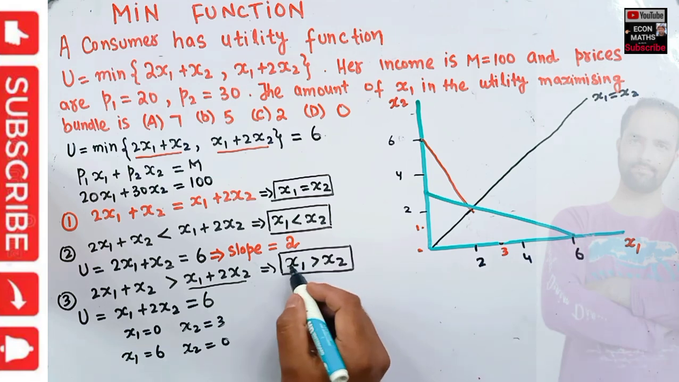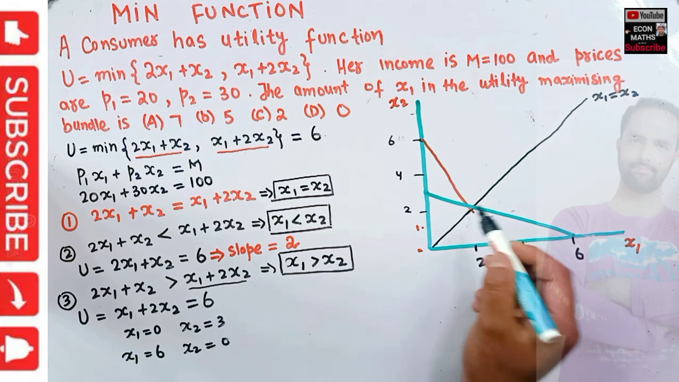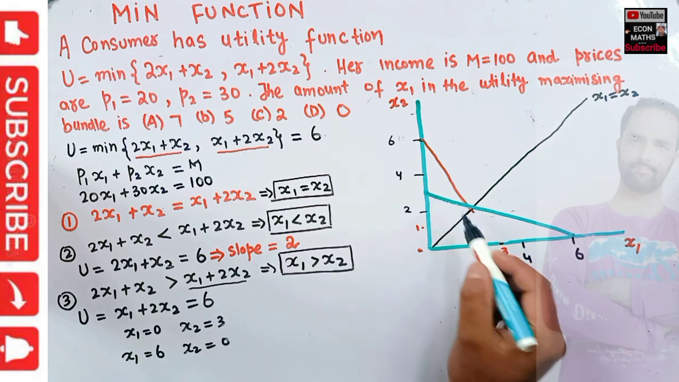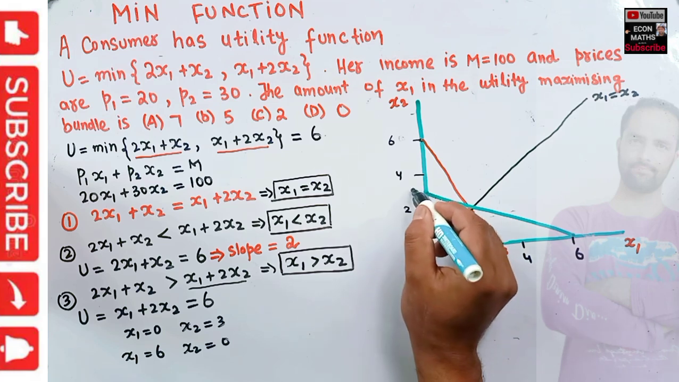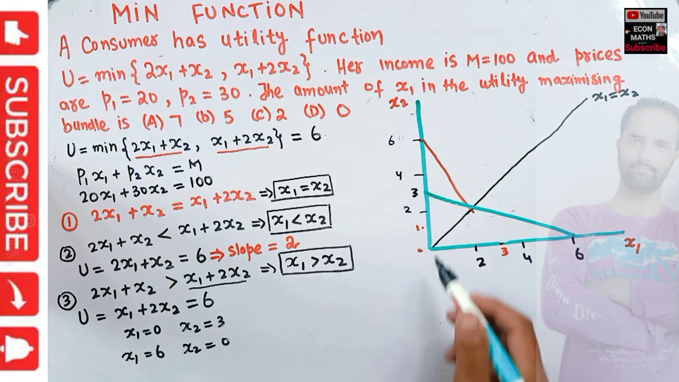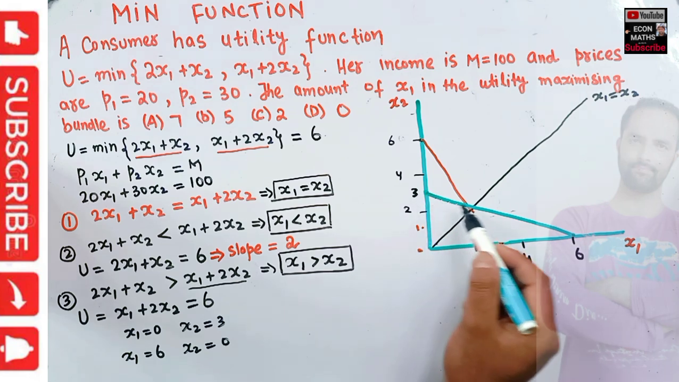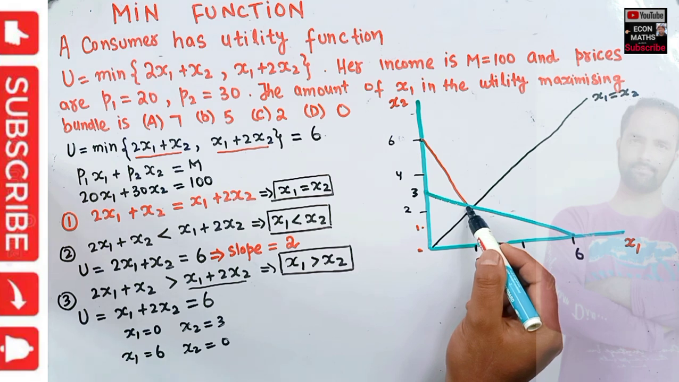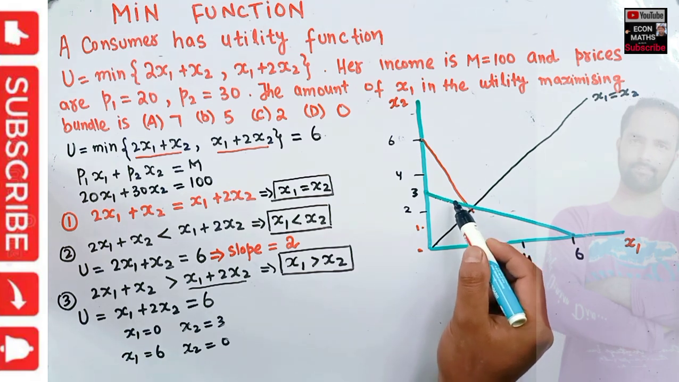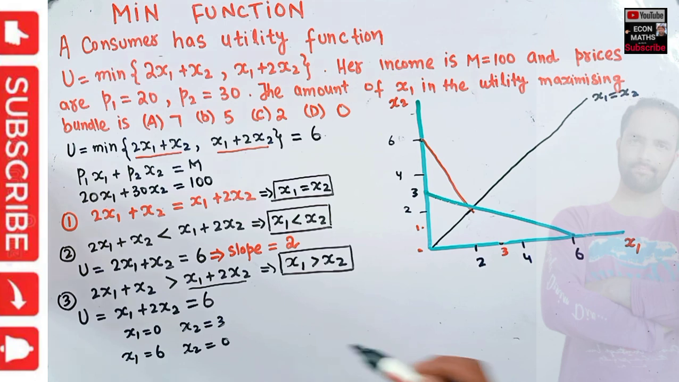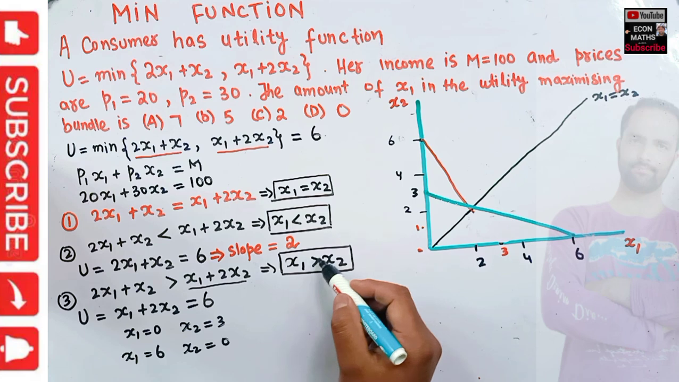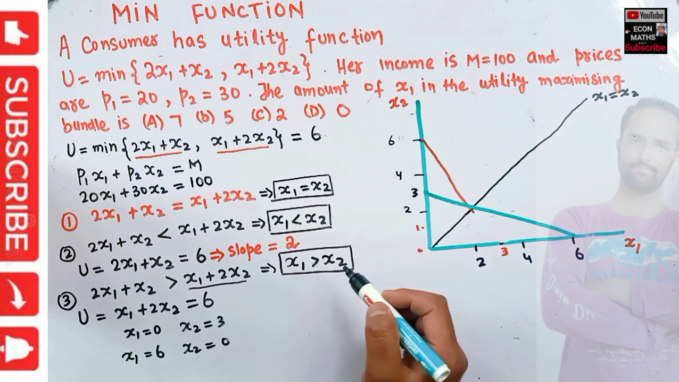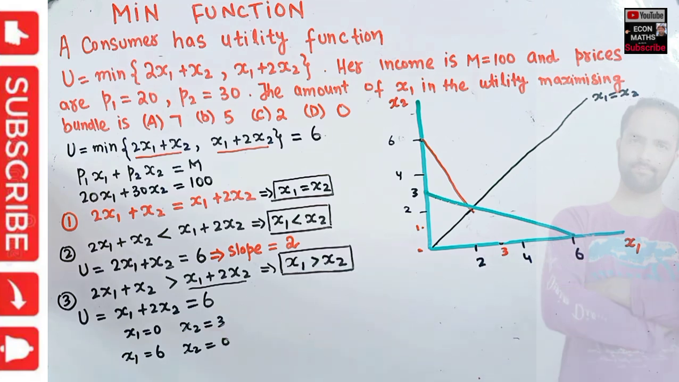But we have two conditions here. x1 should be greater than x2. In this region, you can see x1 will be less than x2. If we take this number 3 here, x2 is 3, x1 is 0. So up to this point our x1 is greater than x2. Sorry, I have just messed this up.